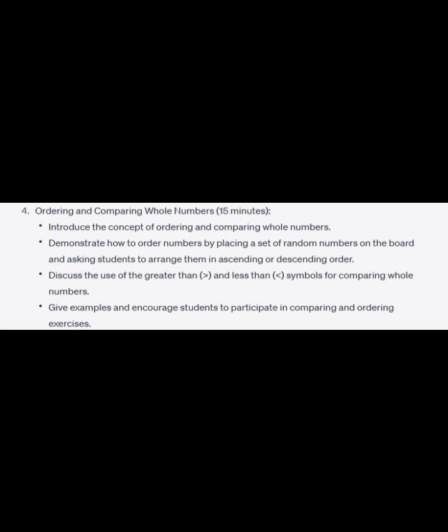Introduce the use of the greater than and less than symbols for comparing whole numbers. Give examples and encourage students to participate in comparing and ordering exercises.